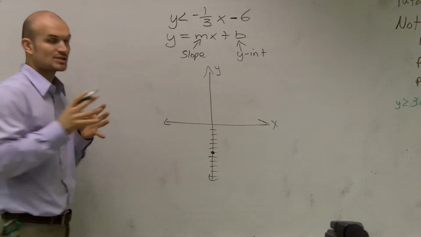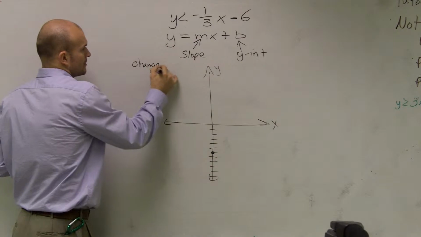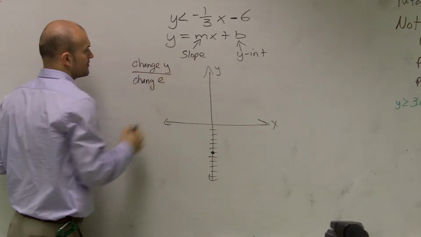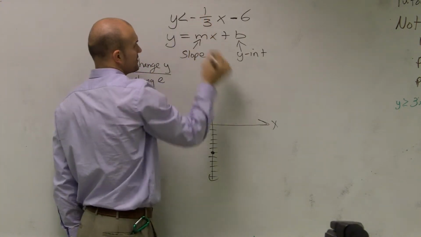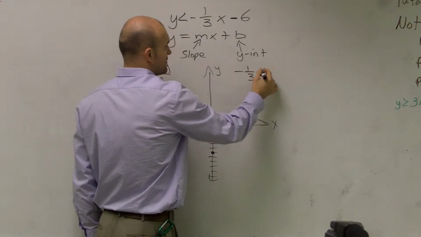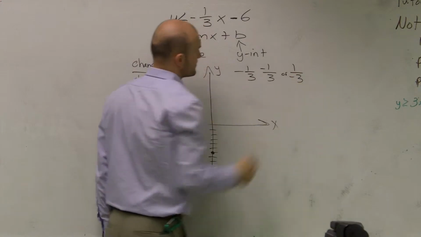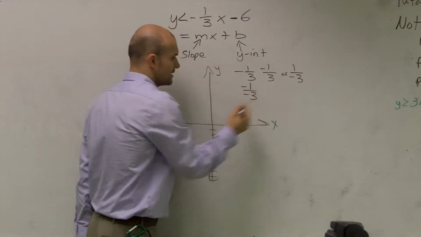Remember, slope is a ratio between the change in y over the change in x. So right now we have a negative 1/3. Well, does that mean -1/3 or 1/-3? I'll tell you what it doesn't mean. It does not mean -1/-3.